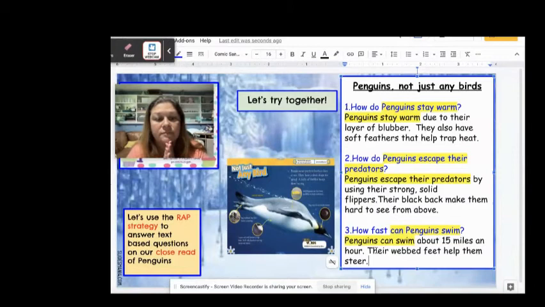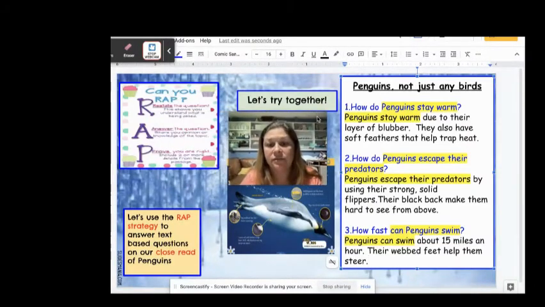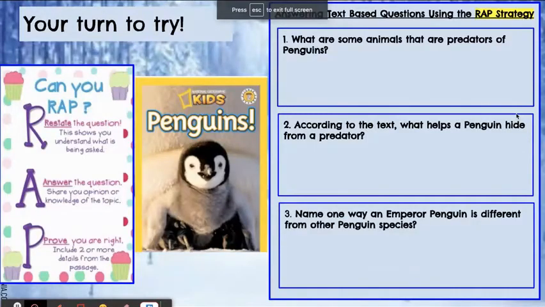All right, boys and girls. So for my wrap strategy, I restated my question. I answered the question with information I got from the passage or the text. And then I included 2 details from the passage. Boys and girls, it's now your turn to try.